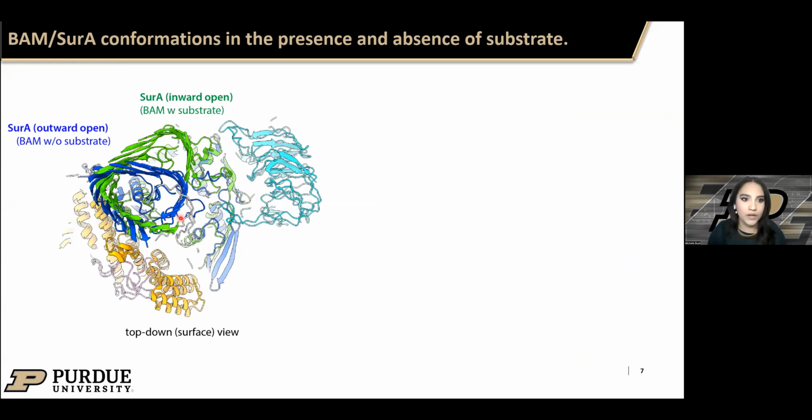BAM-A is denoted by this green structure and this blue structure. The green structure was solved by Dr. Wu in the presence of substrate, and the BAM-A is in an inward open conformation. Now, in my structure, we can see that it's a very different conformation. It's in an outward open conformation, and this is in the absence of the substrate, so the outer membrane protein.